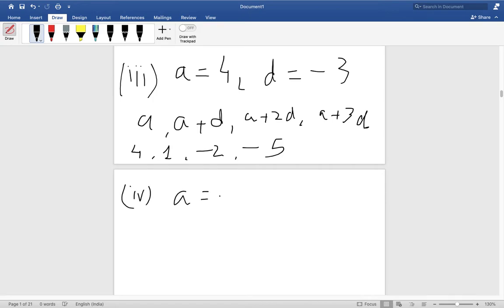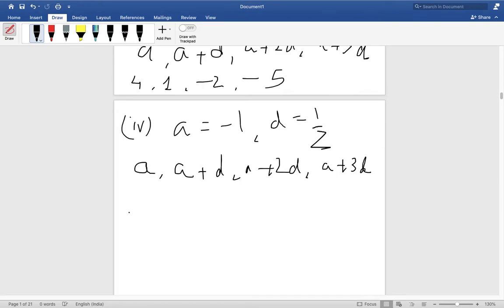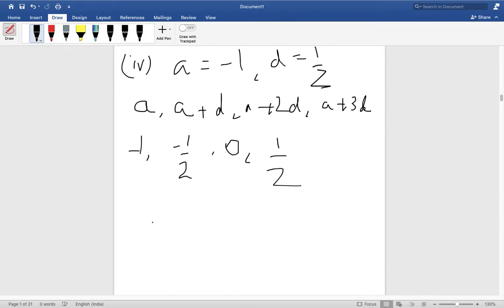Let us look at the fourth one. A is minus 1 and D is half. First 4 terms of the AP, this is what this question is asking me to do. A, A plus D, A plus 2D, A plus 3D. Now when we do this, minus 1 here, minus 1 plus half is minus half. Minus 1 plus 2 into half, that's 0. Again half, so 1 by 2. So that's it. These are the 4 terms of this AP.